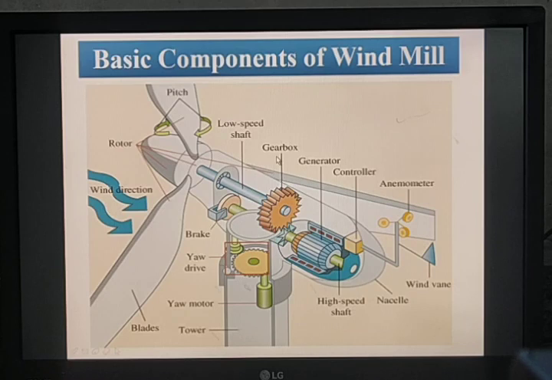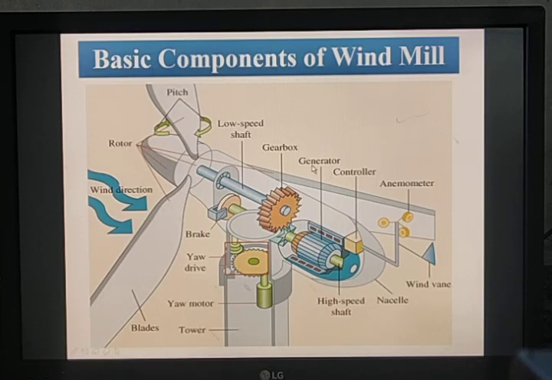The next is gearbox. The gearbox connects the low speed shaft to the high speed shaft and increases the rotational speed from 15 to 30 rpm to 1000 to 1800 rpm. In the low speed shaft, the speed is 15 to 30 rpm. The gearbox is linked between the low speed shaft as well as the high speed shaft. After the gearbox, the speed is considered to be 1000 to 1800 rpm. This is achieved with the help of the gearbox.